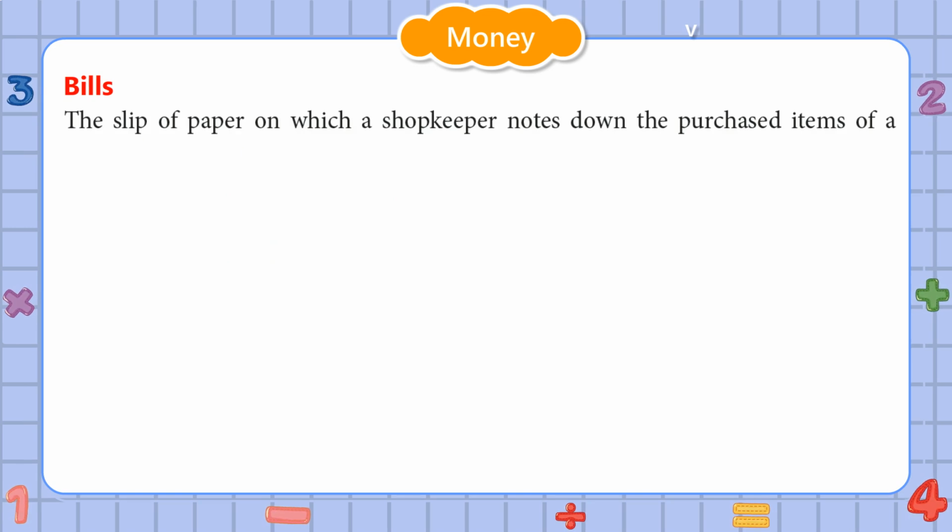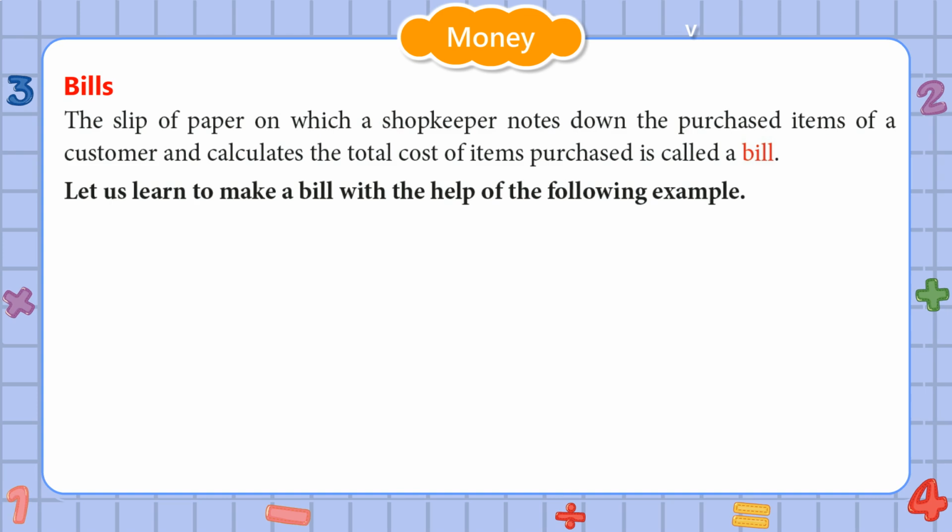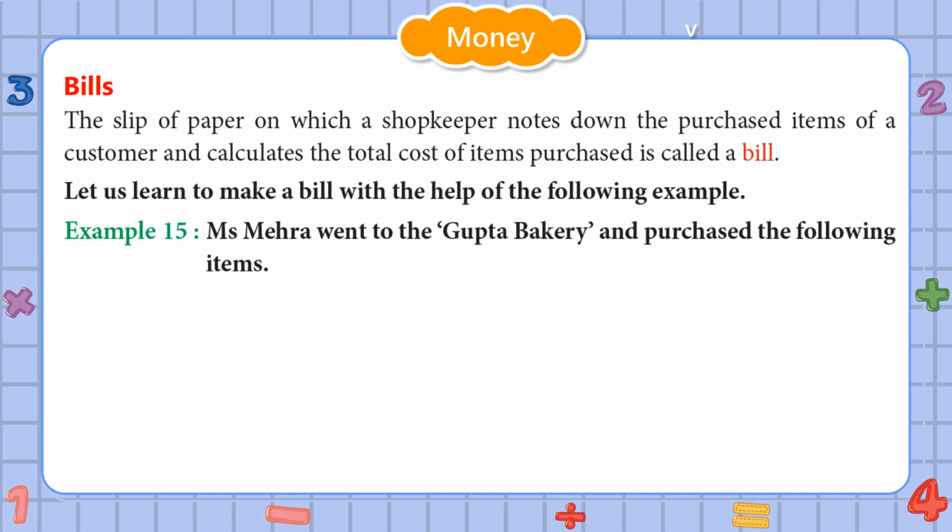Bills. The slip of paper on which a shopkeeper notes down the purchased items of a customer and calculates the total cost of items purchased is called a bill. Let us learn to make a bill with the help of the following example. Example 15. Miss Mehra went to the Gupta bakery and purchased the following items.